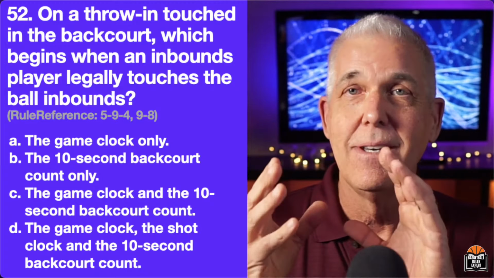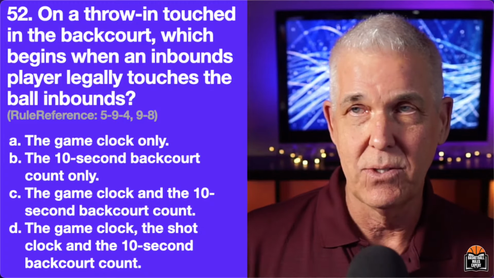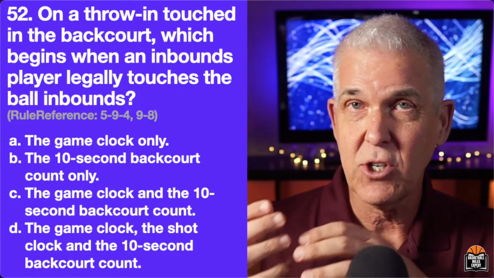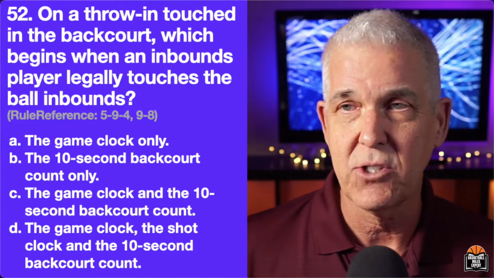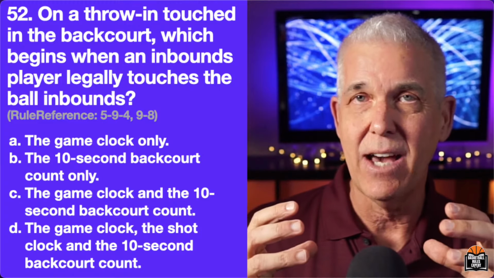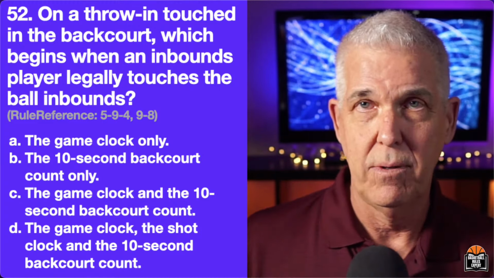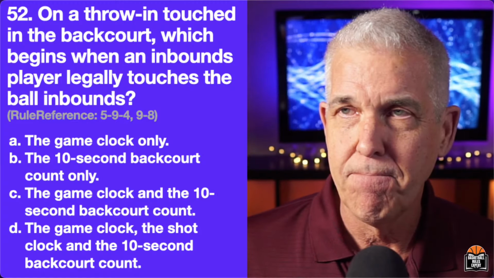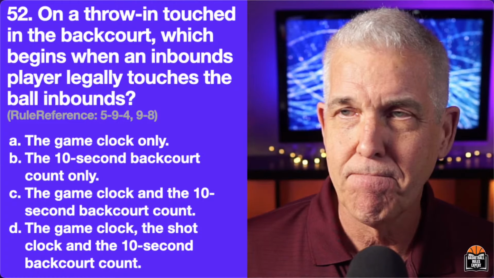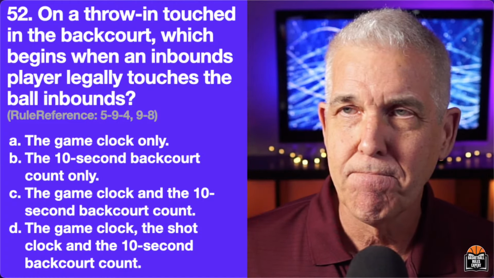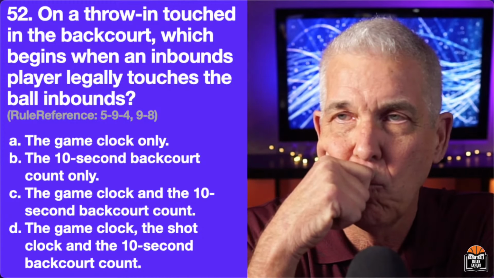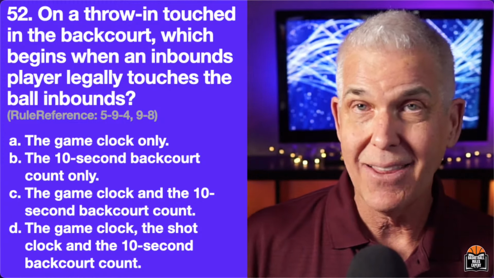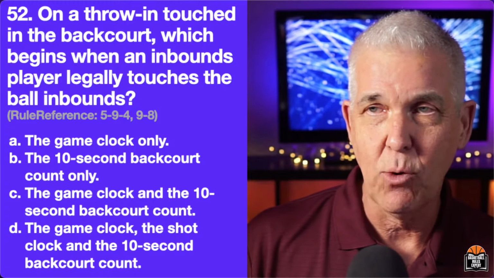Let's talk high school rules. The clock starts when the ball is legally touched inbounds. So for NFHS rules, the correct answer would be A. In California, we do have a shot clock, and the shot clock also starts when the ball is legally touched inbounds. But we do not start a 10-second count until the ball is controlled by a player on the court. I don't know how to answer this for California because the game clock should start and the shot clock should start, but not the backcourt count.